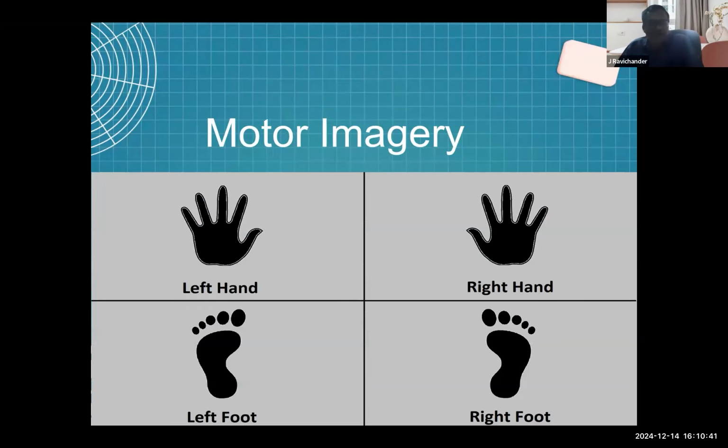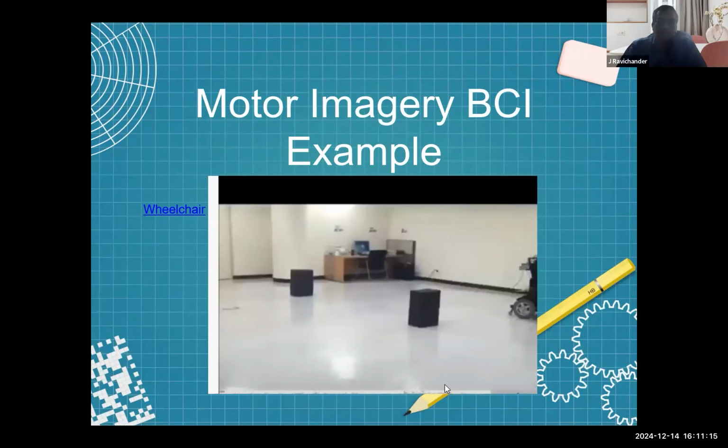Here it is shown visually: left hand, right hand, left foot, right foot. He visualizes opening his left hand, moving his right hand, moving his left foot, moving his right foot. Based on that, it will generate some signals. Now I am going to give you one best example of the motor imagery paradigm.